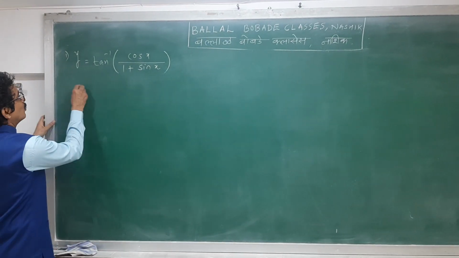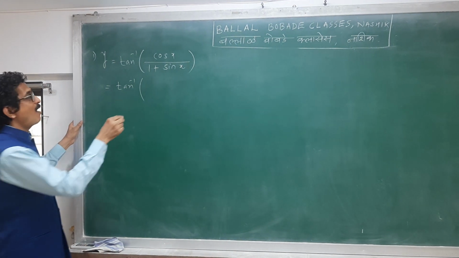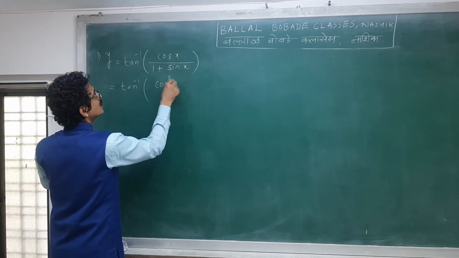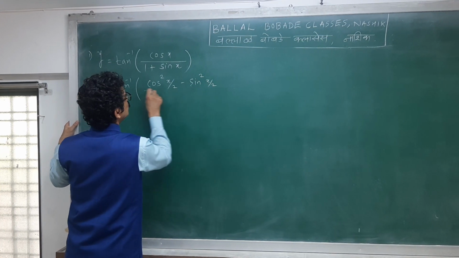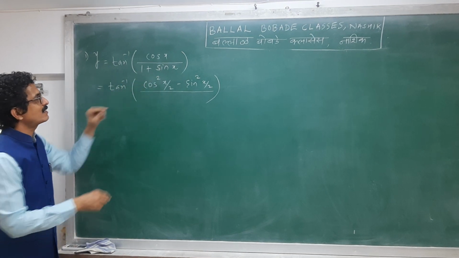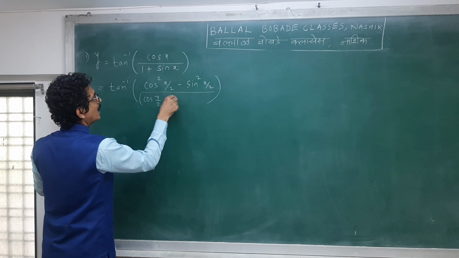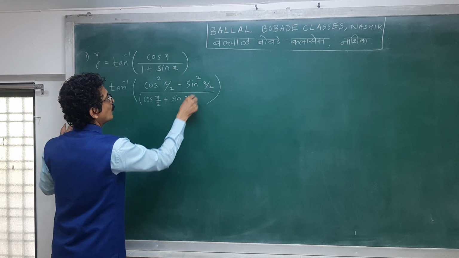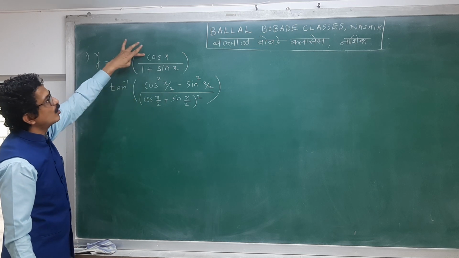What we should do is replace cos x by its half angle formula: cos square of x by 2 minus sin square of x by 2 is the formula for cos x. And what about 1 plus sin x? It is cos x by 2 plus sin x by 2, the whole square. So this one is the formula for 1 plus sin x and this one for cos x.